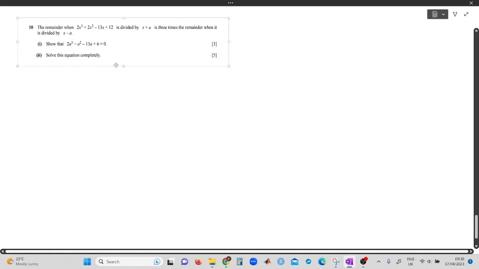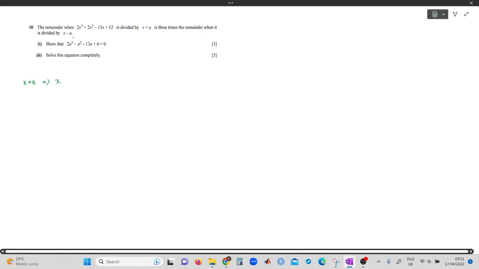Ok. Donc, the remainder when 2x cubed plus 2x squared minus 13x plus 12 is divided by x plus a. Donc, ça remainder là, it's 3 times the remainder when it is divided by x minus a. Okay. So, let's calculate when x plus a.